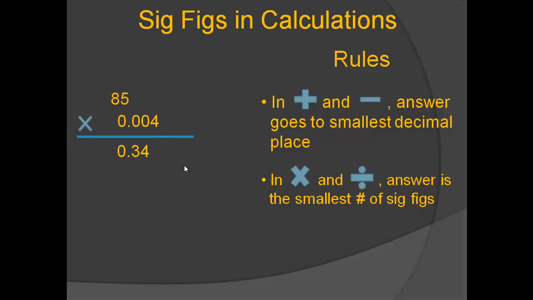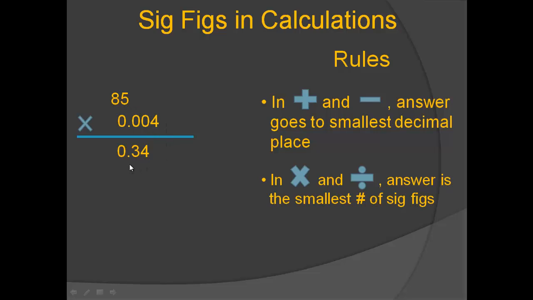So for example, if I have a number like 85, how many significant figures does it have? It's got 2 significant figures. And then I'm multiplying it times this number here, which is 0.004. This number only has 1 significant figure. That 4 right there is the only number that's significant, because remember, the zeros before the first non-zero digit never count. So you're basically multiplying a number with 2 SigFigs times a number with 1 SigFig.